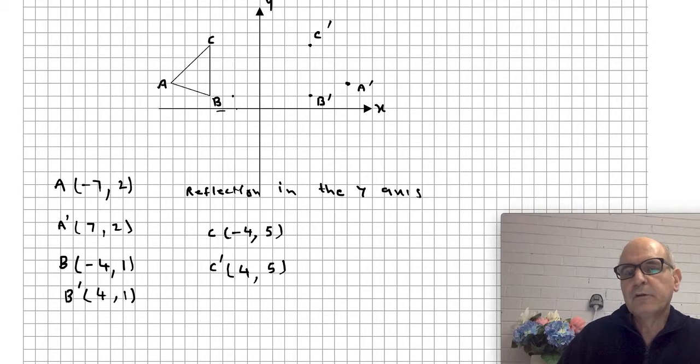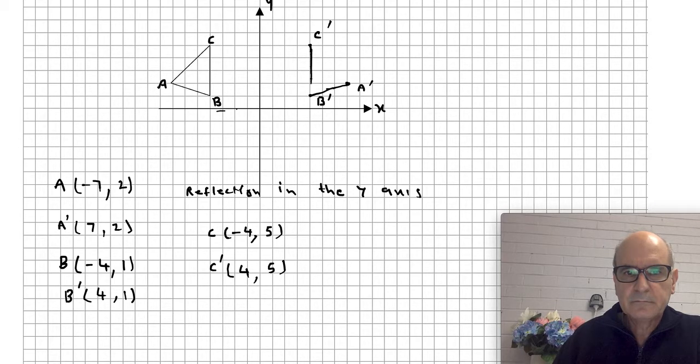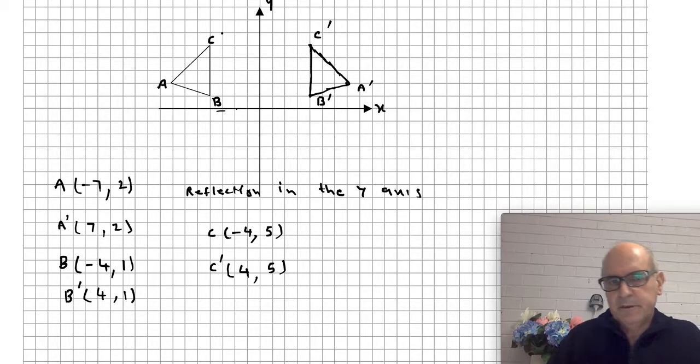Now I've got all of the points. I connect them together to find the reflection of the whole shape. So just connect them with straight lines. That is the reflection of A, B, C in the y-axis. Similarly, you can do it in the x-axis.